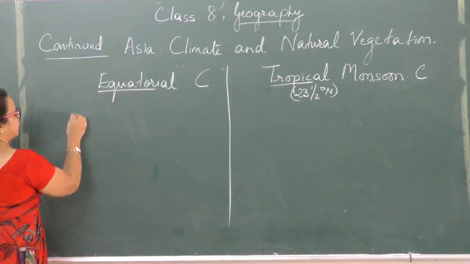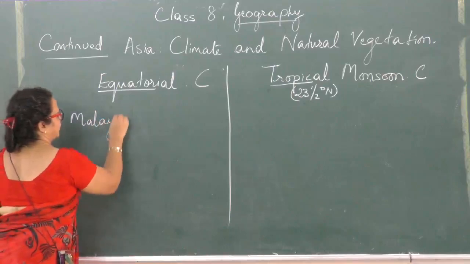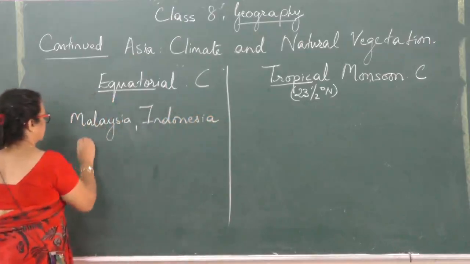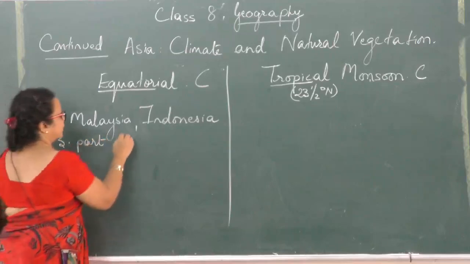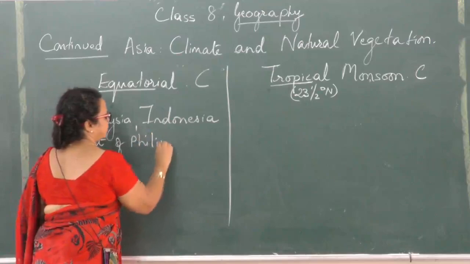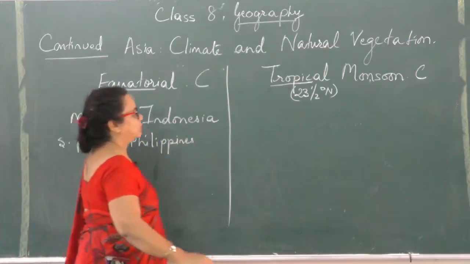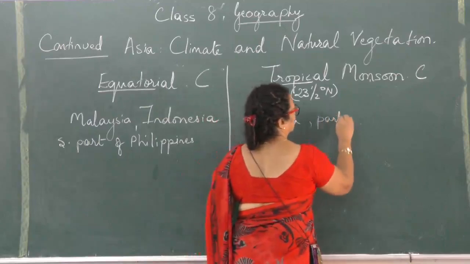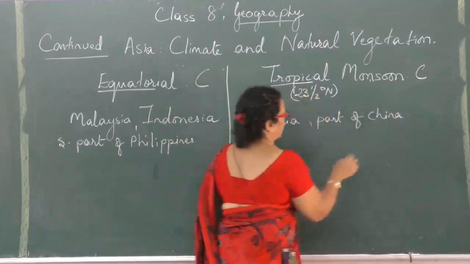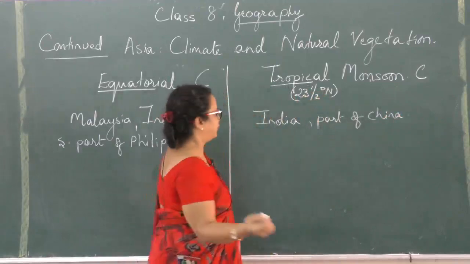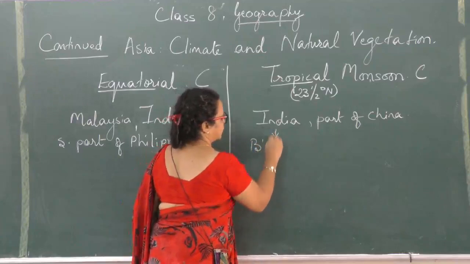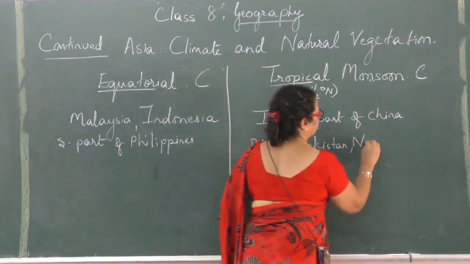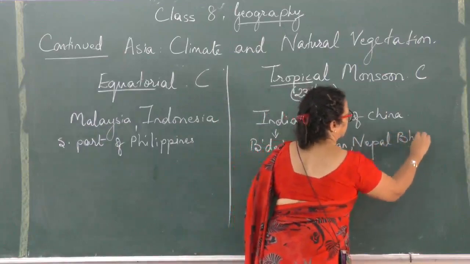Equatorial climatic condition is found in Malaysia, Indonesia, and part of or southern part of Philippines. And tropical monsoon climate is India, part of China, and easy to remember, all the neighboring countries of India, starting with Bangladesh, Pakistan, Nepal, Bhutan. These are few of the names. Now we look at the map.